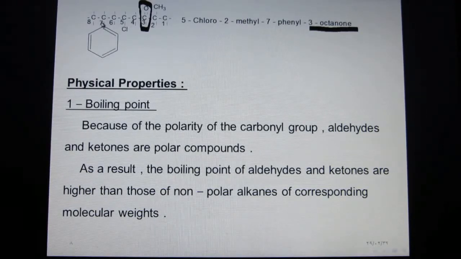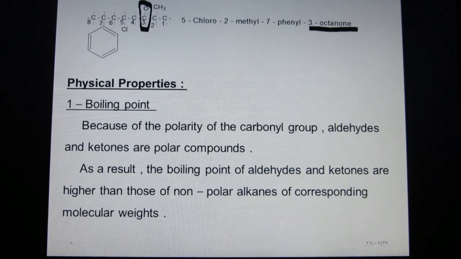And phenyl at the carbon number 7, it is called 7-phenyl, and then 3-octanone, the parent name of the compound. Physical properties of aldehydes and ketones, it is the same. We speak about boiling point first.